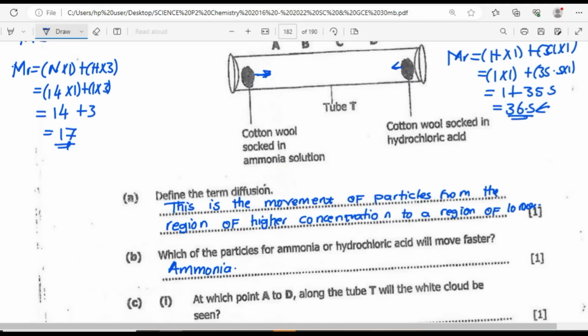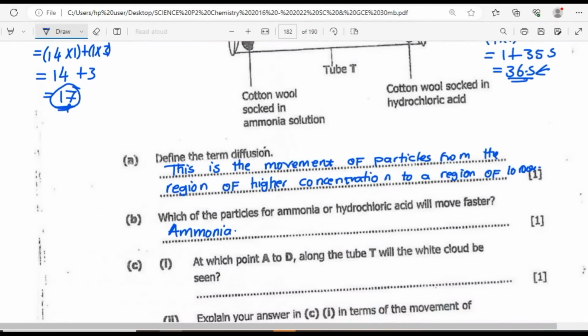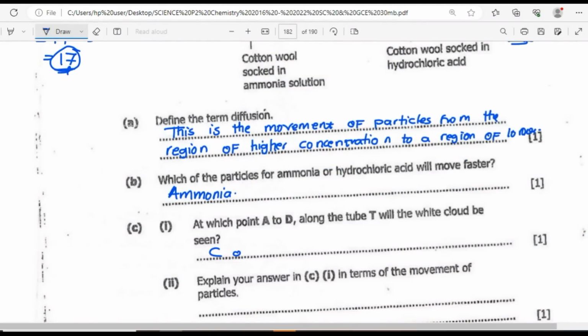So at which point A to D along the tube T will the white cloud be seen? So the white cloud is just the product, ammonium chloride. So where will these two collide? So 17 is just half of 36. So this will cover a distance, so this is the half. So they will meet somewhere here. So ammonia, since ammonia will move faster, it will cover double the distance this will cover. So that's a point. So we can say C, this is C or D. C or D. Explain your answer.